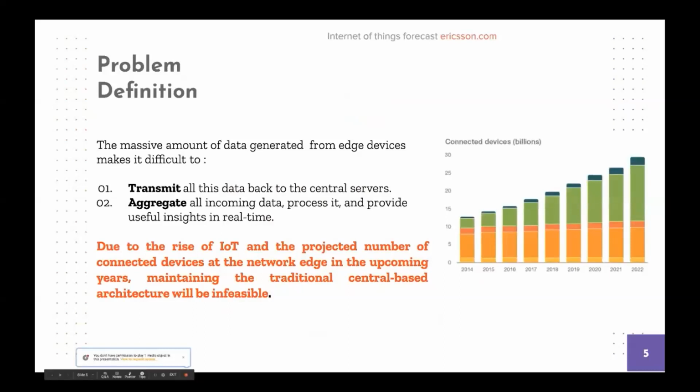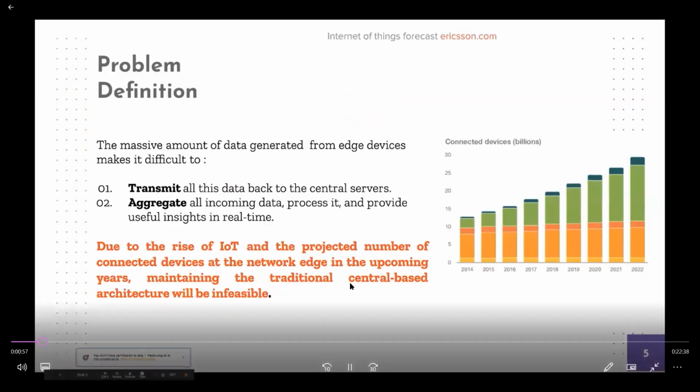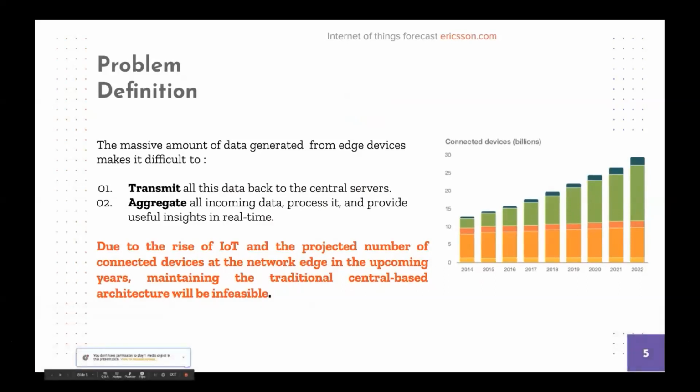However, due to the huge rise of IoT devices, as the right figure shows, this is the forecast expected by Ericsson.com of the rise of IoT devices in the upcoming years in billions. Transmitting all this data back to the central servers would not be easy due to the huge amount of data, and aggregating it, processing it, and providing useful insights in real time would be difficult due to the huge size of the incoming data. So maintaining the usual central-based architecture would simply be infeasible.